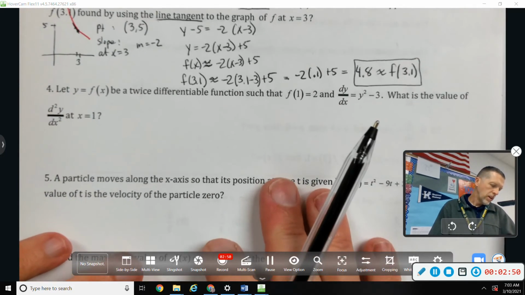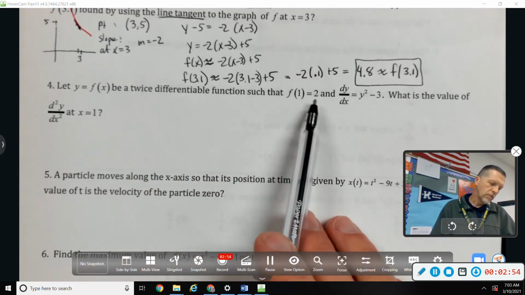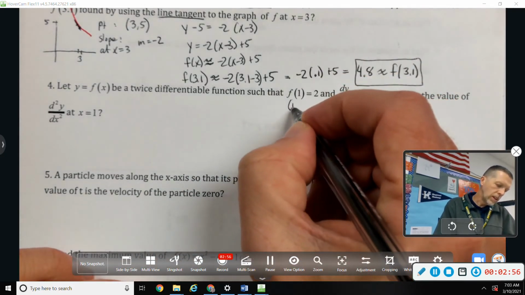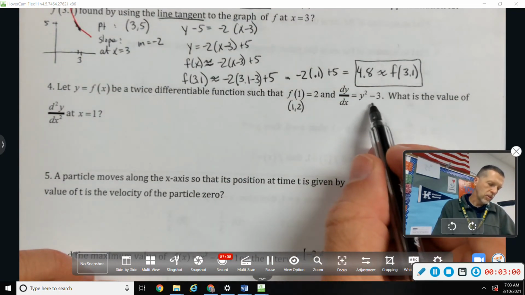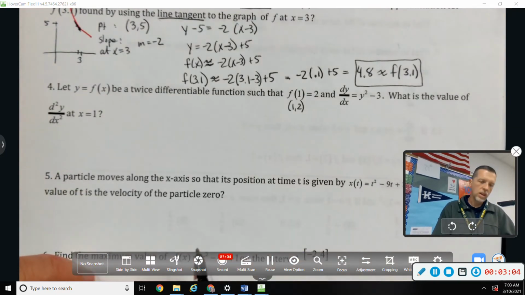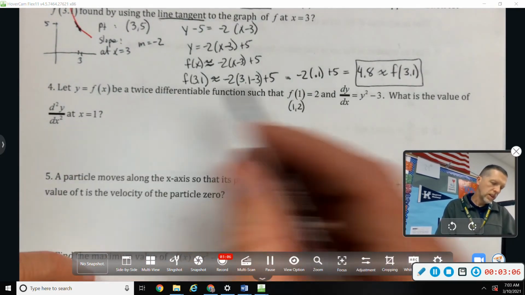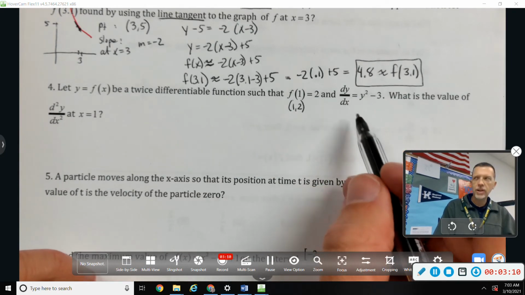Number 4, let f of x be a twice differentiable function such that f of 1 equals 2. So again, that's giving me a point. The first derivative is y squared minus 3. What is the second derivative at x equals 1? Well, it gives me the first derivative, so if I take a derivative of this guy, I would have the second derivative.